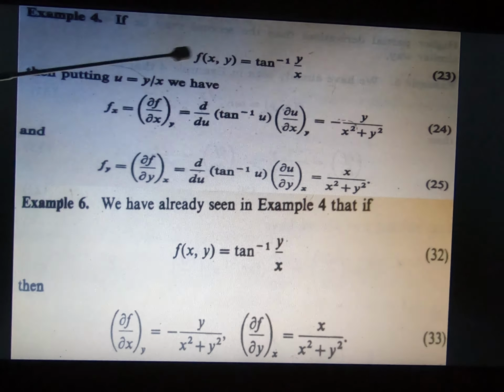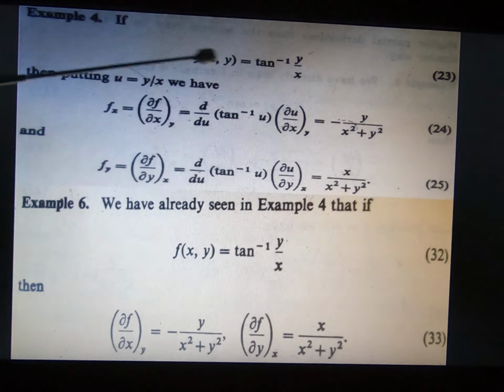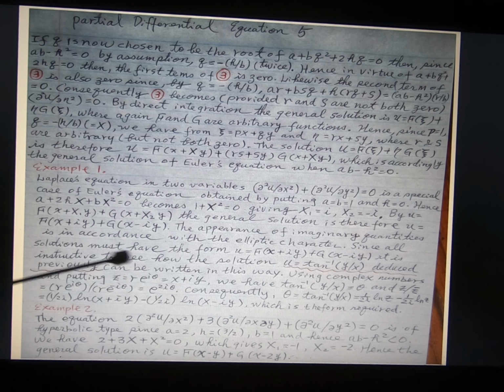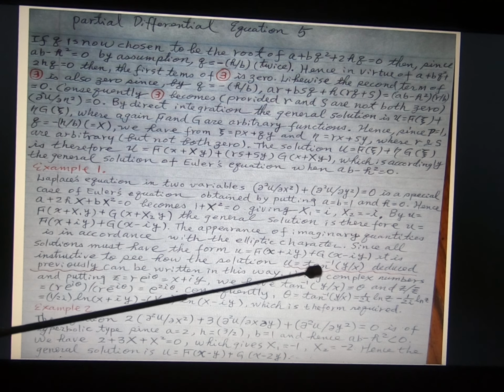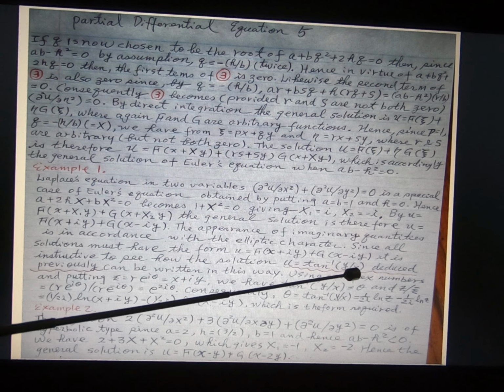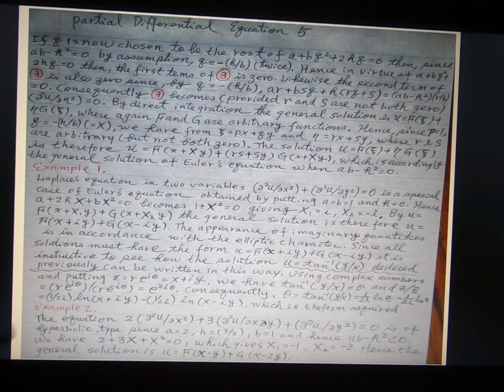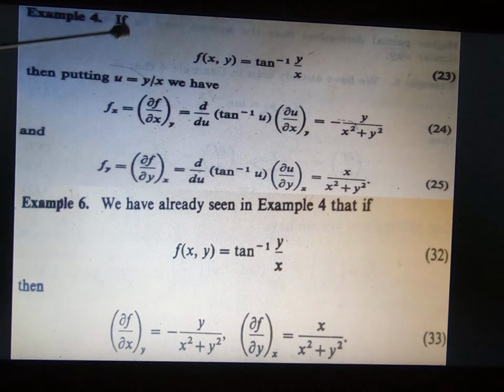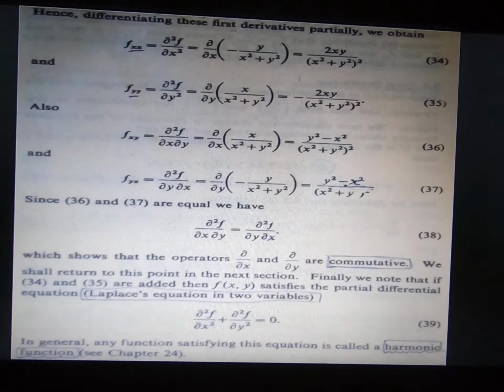And this is like before we say, if you put in u equal to arctangent y over x, you can deduce like this, and this is where it comes from. So you can see it's coming from here, and you can get the Laplace equation this way.